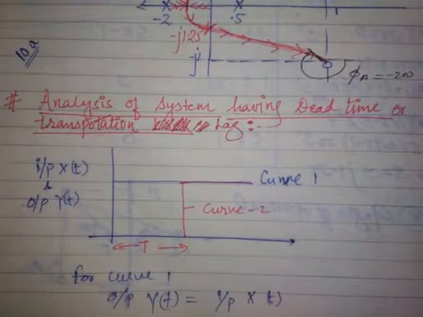Now compare this with e power minus ts. You see e power minus ts is approximated as 1 minus ts in time domain methods. For example, suppose I have a transfer function k e power minus s by s into s plus 3. We are asked to find the range of k for stability, or to draw the root locus of this problem. Then this e power minus s is approximated as 1 minus s. You understand?